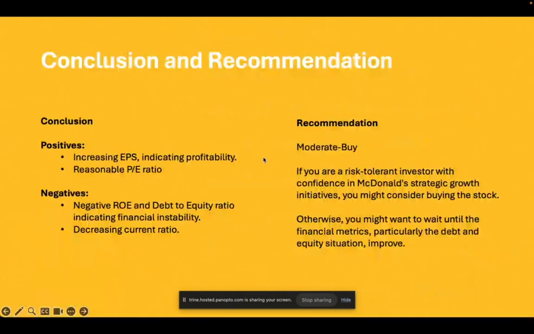My conclusion and recommendation on whether investors should buy the McDonald's stock or not is that it would be a moderate buy. If you are a risk-tolerant investor with confidence in the McDonald's strategic investments we discussed just now, you can consider buying the stock. However, considering the negative ROE and debt to equity ratio and the decrease in current ratio, although the EPS is increasing with a reasonable P/E ratio, you might give a second thought and wait till the debt and equity situation improves.